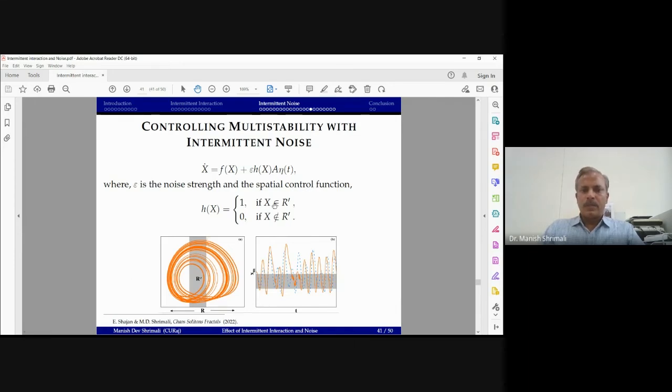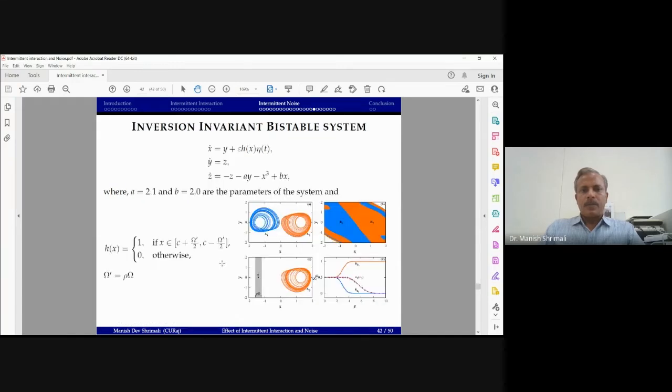So we considered the intermittent noise in this form applied to the bistable or multi-stable system. We have added this noise as epsilon h of x times eta of t, where h of x is a spatial control function that says whether you are in a certain state space or outside it. This was applied to the inversion invariant bistable system, and this is the system, which shows these two attractors A1 and A2 depending upon the initial conditions. And this is the basin of these two attractors. When we apply the noise, it can be in space.